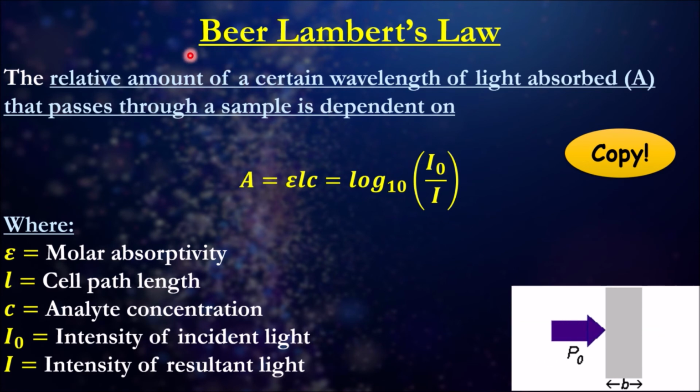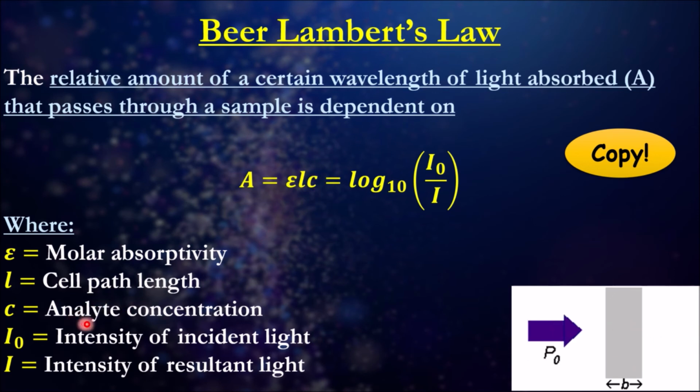So this can actually be represented by the Beer-Lambert law. This isn't stated specifically on the syllabus, but it is quite crucial to remember this formula. It explains that the relative amount of a particular wavelength of light being absorbed is represented through this formula here. A, capital A, represents absorbance. This epsilon sign represents molar absorptivity, so the chemical's ability to absorb light. Lowercase l represents the path length, which you can see represented here as b, the path length that we're talking about.